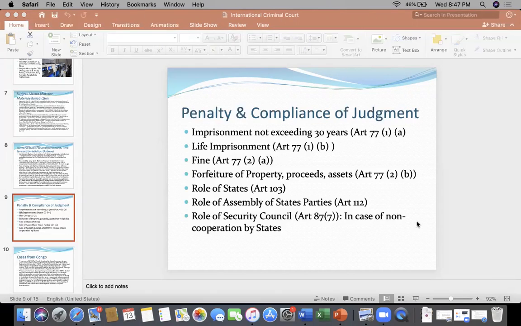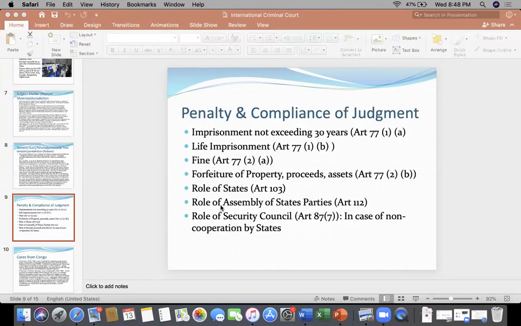Now in such case you will find that there is a role of states. I have told you that this is the fundamental rule of a treaty, that the parties to the treaty must abide by the obligations contained in the treaty in good faith. So if a country has become a party to the Rome Statute and does not abide by the obligations contained in it in good faith, then there will be a violation of the treaty. So it is the role of a state to abide by the judgment, and if individual states are not willing to abide by it, then there is a role of the Assembly of States Parties, and they will also try to enforce.